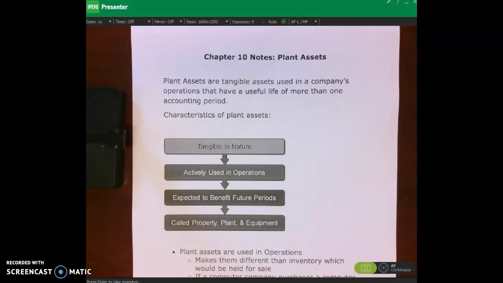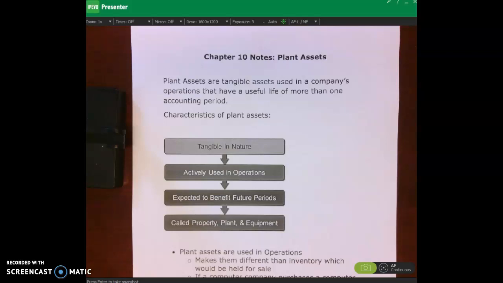pack. And in this chapter, we're going to be talking about plant assets, also known as PP&E. Okay? So, in this lecture video, I'm going to give you an overview of plant assets. We'll talk about the definition of plant assets, the characteristics of plant assets, and also the cost determination for plant assets, and then do a few quick check problems, okay? So let's go ahead and get into it.